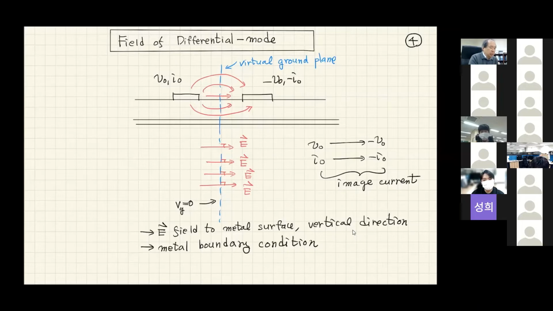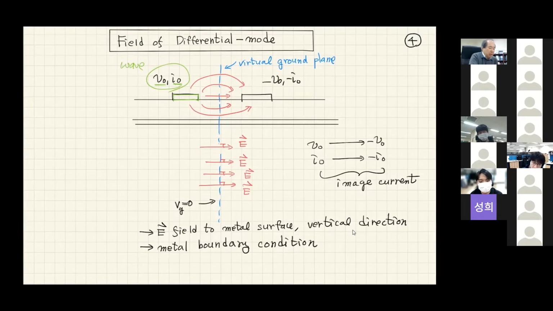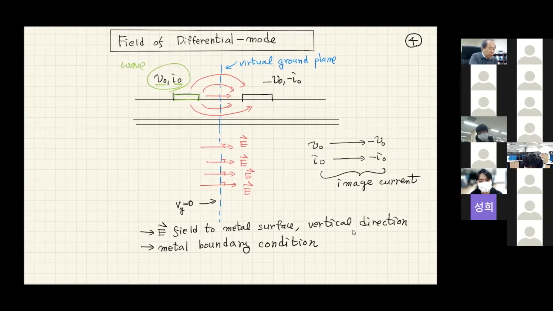Now, let's take a look a little bit closer at the field distribution of odd mode. I was talking about this in the previous slide, but let me repeat it again. Positive current, actually this is the voltage wave and current wave, and the voltage wave and current wave will have the same phase velocity and the same propagation velocity. And the relationship between odd mode voltage and odd mode current is defined by the odd mode impedance.